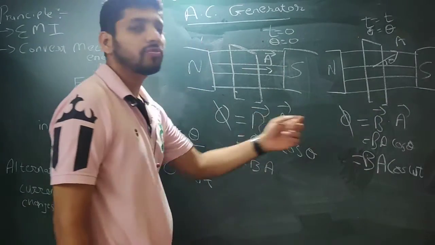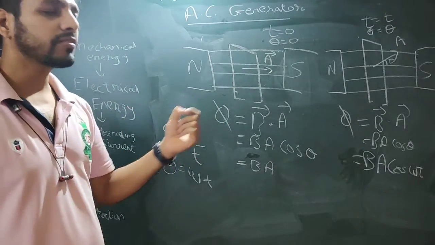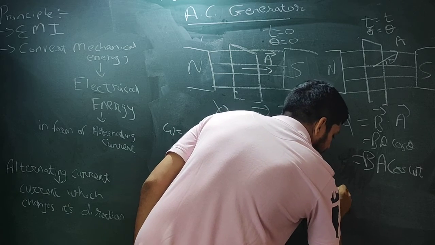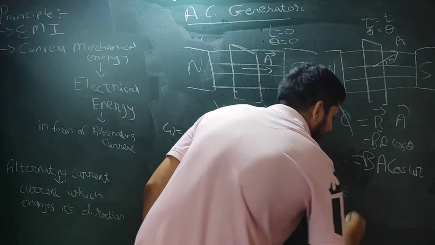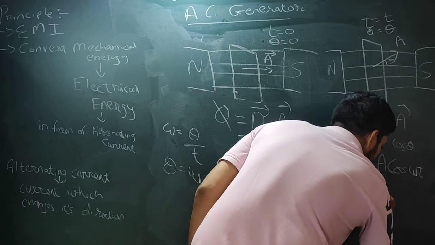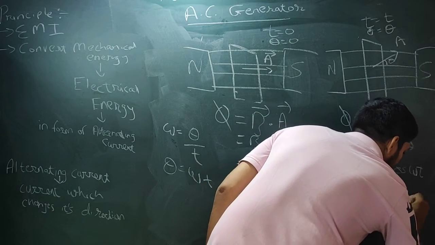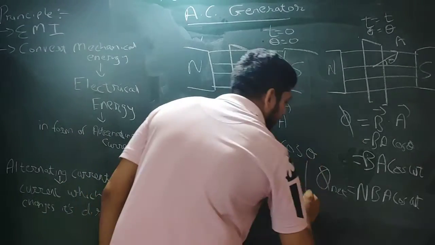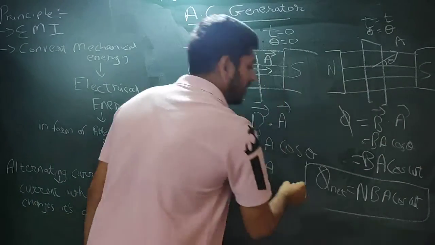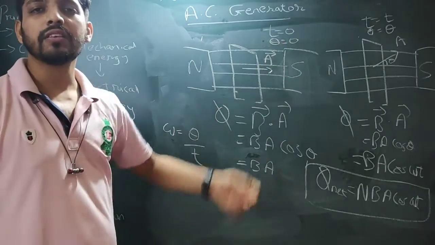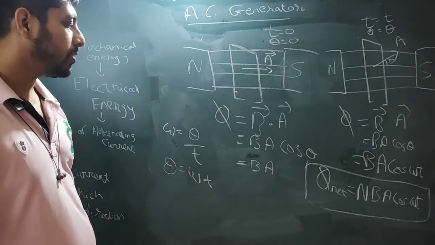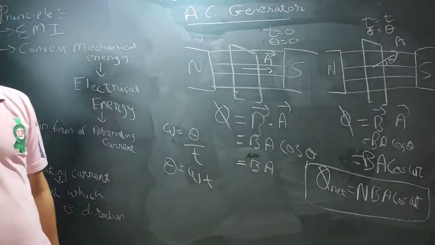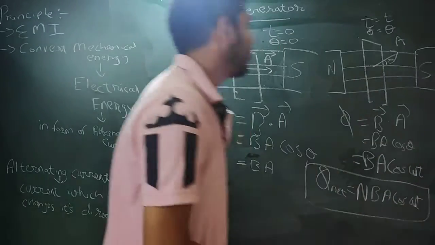This flux is for a single turn. So if there are n turns, then the net flux will be equal to n BA cos omega t. This will be the net flux associated with the coil, or the armature coil. Copy this very fast so that we can go ahead. Just pause the video and copy it.